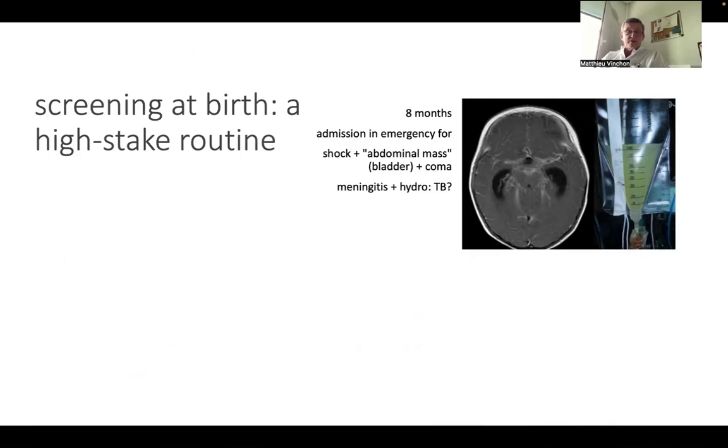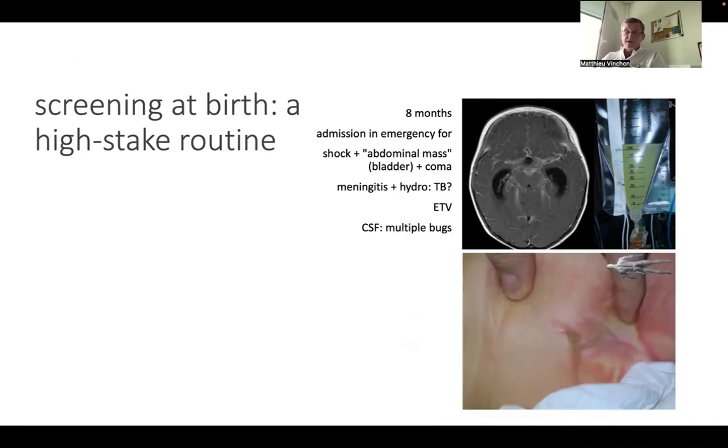And so really, this is a very high-stake routine, and this is another child who escaped the initial screening at birth, and she presented at 8 months in emergency for a state of shock with an abdominal mass, which was in fact her bladder, and she was comatose. She had an MRI which showed a meningitis with a hypothesis of tuberculosis meningitis. She underwent an EVD. The CSF showed multiple bugs, and only at that time was her back examined, and we could see a collection of pus coming out of this fistula. Unfortunately, it was too late for her, and she died.